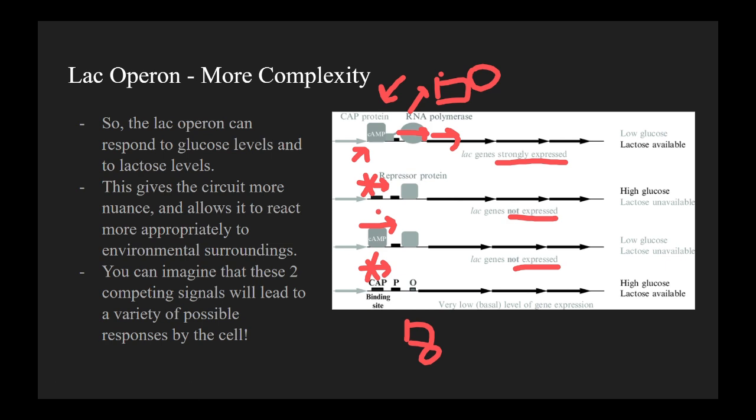But since we don't have the CAP site promoting the transcription, there will be a very low level of gene expression, because this RNA polymerase can sometimes come here, but it's not really being pushed along by the CAP site that much. So it's a minimal level of gene expression here. So that's how those two competing signals work together. And like I said, this is probably on the cheat sheet, you don't have to know every single detail, but I just thought it'd be nice to include all this, so you can think of this whole thing as pretty much a circuit.